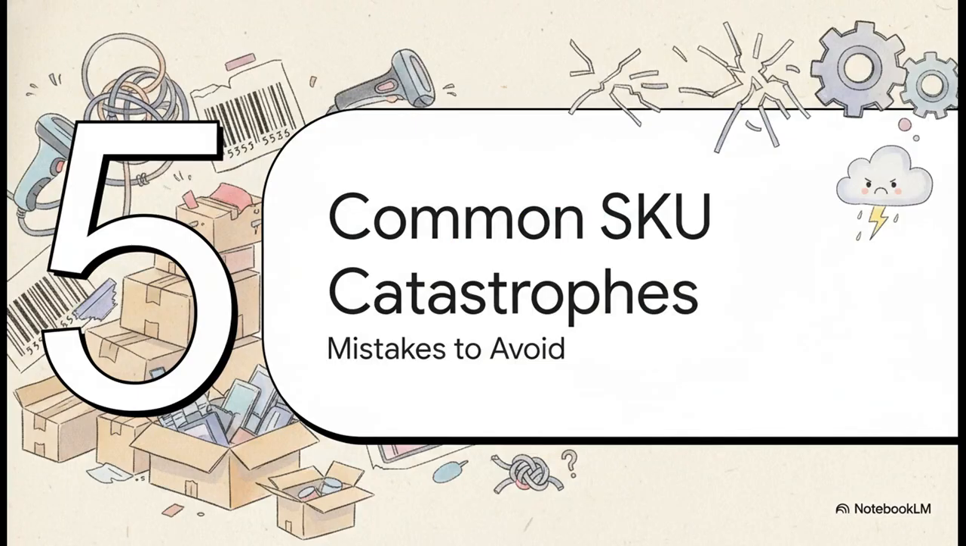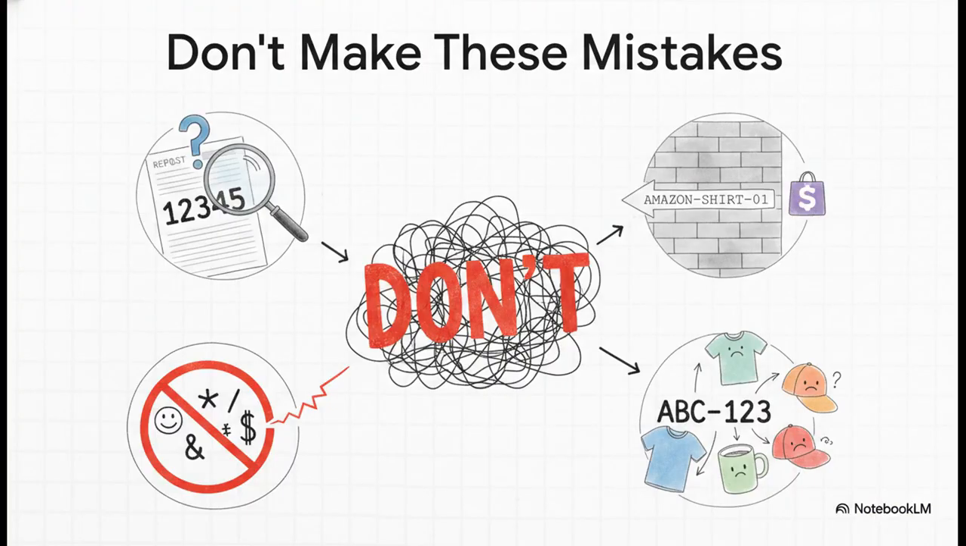All right, we've seen the right way to do things. Now let's venture into the dark side, the common catastrophes that can completely derail your inventory system. Learning from other people's mistakes is just as important as learning the right way. So let's run through these common traps. Using just a string of numbers like 1, 2, 3, 4, 5 tells you absolutely nothing when you see it on a report. Tying your SKU to a specific platform like Amazon is a terrible idea. What happens when you want to sell on your own website? And we've already talked about using weird symbols and reusing SKUs. These are just classic blunders that will always come back to bite you.